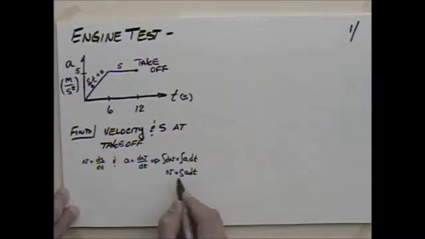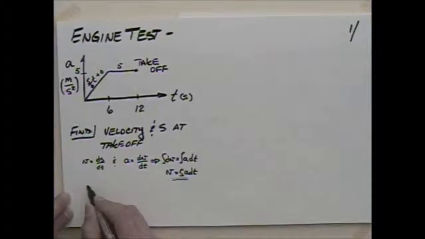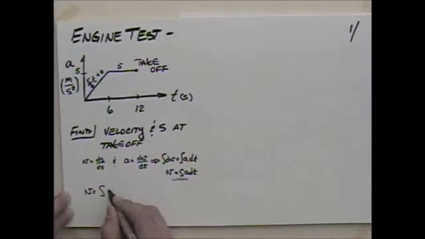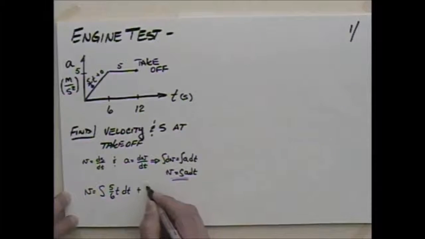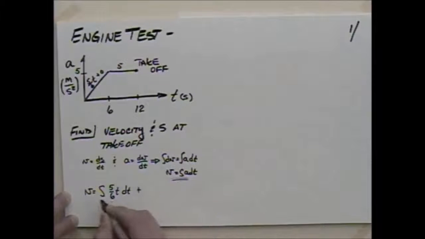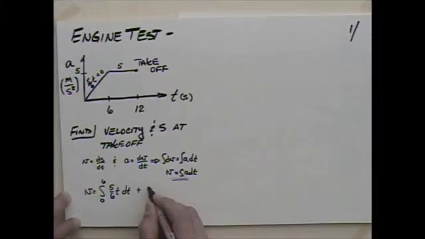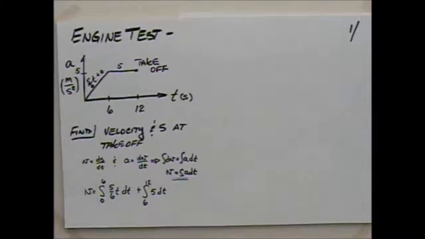So if I put those into this equation here, I can say that the velocity v is going to be equal to the integral of (5/6)t dt, plus, breaking the integral up over those two pieces, one from 0 to 6, so I'll put those limits in here, 0 to 6, and the other one from 6 to 12, so I have the integral from 6 to 12 of 5 dt. You're comfortable with that?